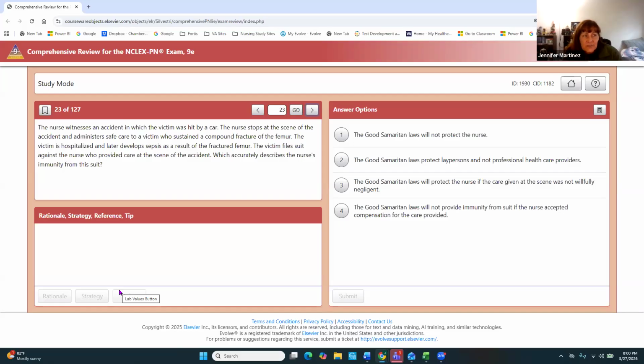One, the Good Samaritan laws will not protect the nurse. Two, the Good Samaritan laws protect laypersons and not professional healthcare providers. Three, the Good Samaritan laws will protect the nurse if the care given at the scene was not willfully negligent. Or four, the Good Samaritan laws will not provide immunity from suit if the nurse accepted compensation for the care provided.